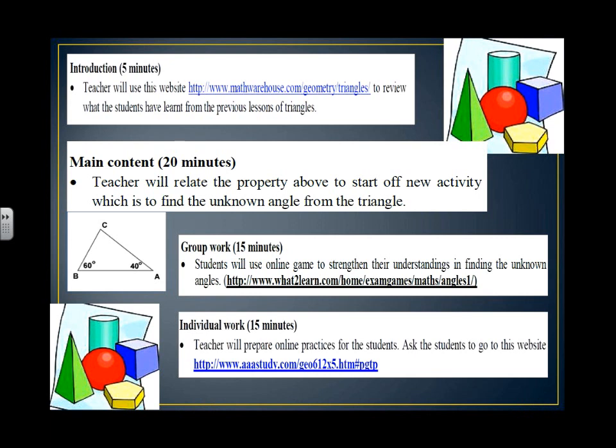For individual work, the teacher will prepare an online practice for the student. The student will be asked to go to this website. In this online activity, the student will try to calculate the unknown angle in a triangle given the other two angles.